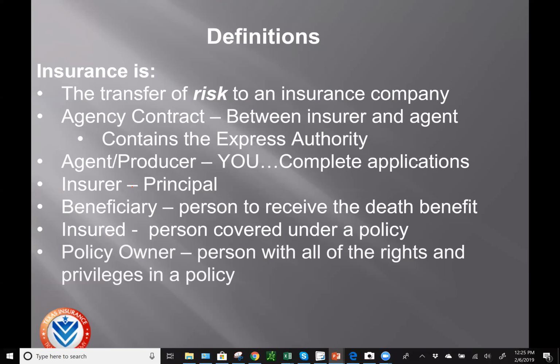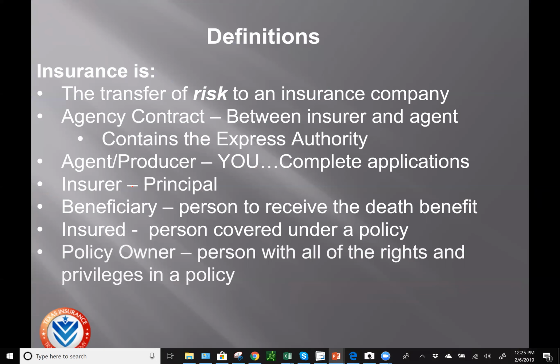Next, you as an agent, you're also called a producer. You are the one that completes the applications. Next, the insurance company, another name for them is the principal. So if you see the word principal, they're talking about the insurer.